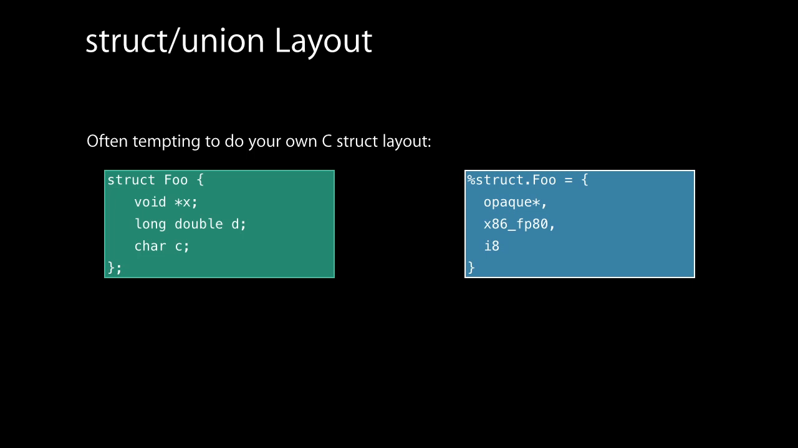Assuming I've got the LLVM data layout right, I can just make a pointer and a long double type and a char, and LLVM will do all the right layout for me automatically. So don't do this. It's a mistake. It's very, very tempting, I understand. I've done it so many times. It's almost always a mistake.